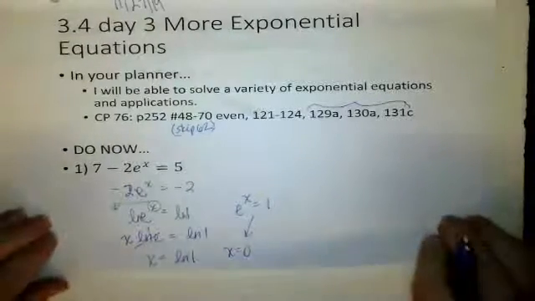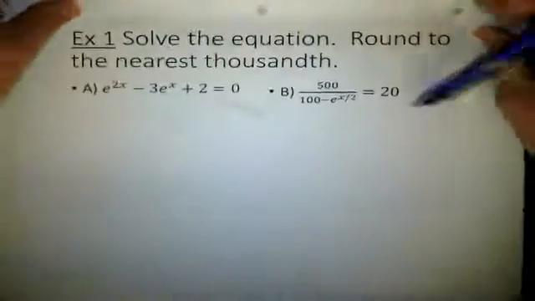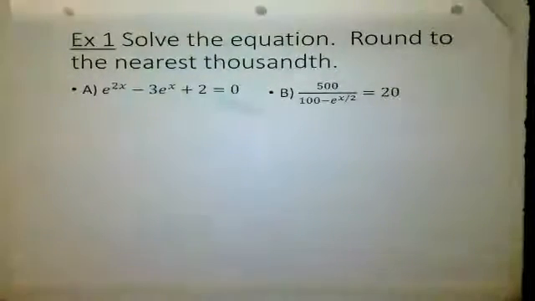All right. So we're doing more of that today. We've got interesting equations today. Lots of different kinds of exponential functions. Let's do it. Solve the equation, round to the nearest thousandth. So these are the directions from your book. So thousandths, tenths, hundredths, 3 decimal places.